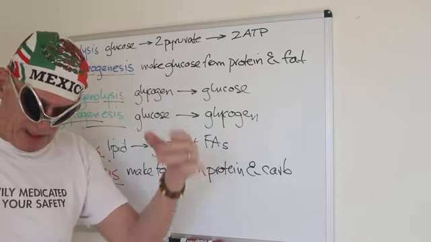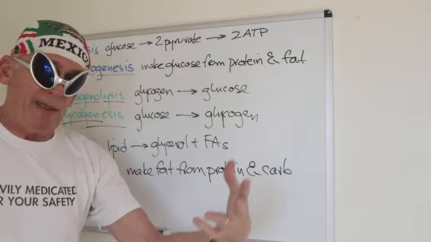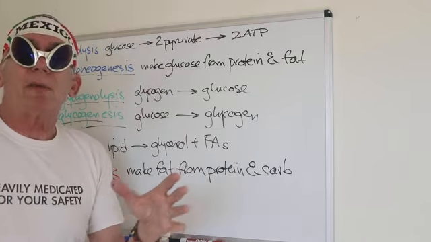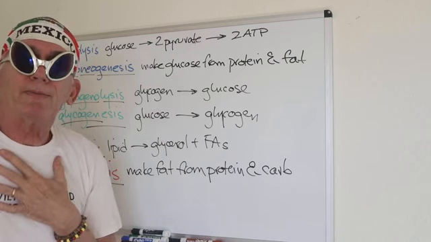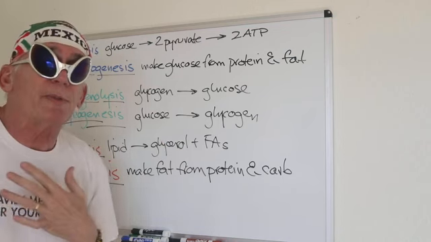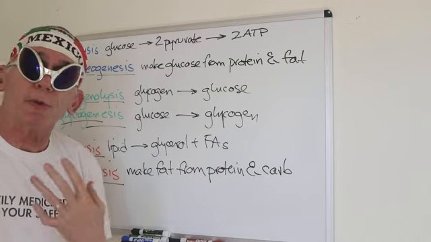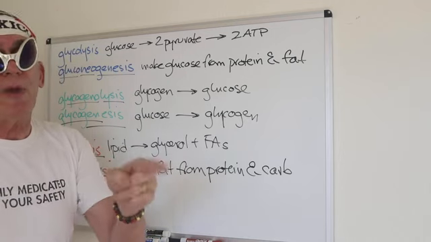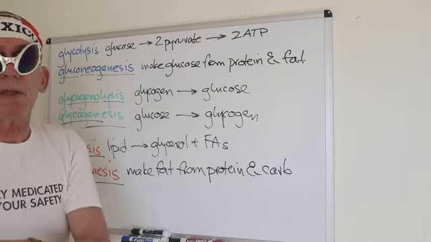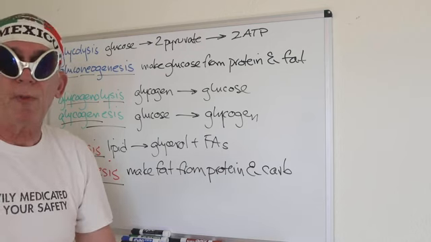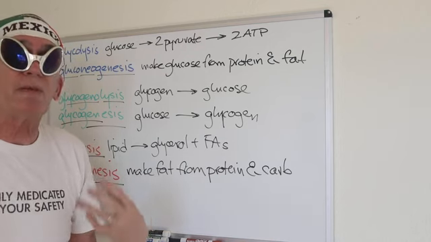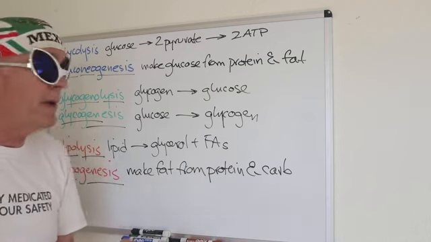Fed, not like feds, not like G-men, not like Elliot Ness, all right? The fed state means right after you ate. That's the absorptive state because you're going to try to absorb nutrients. The unfed state, the post-absorptive state, is when you don't have food available and you're having to raise blood glucose in some other way, all right?